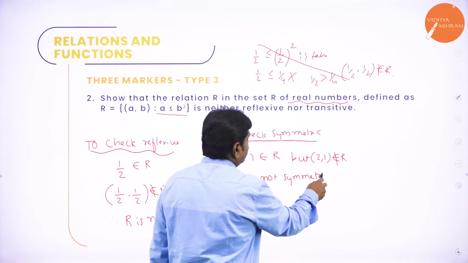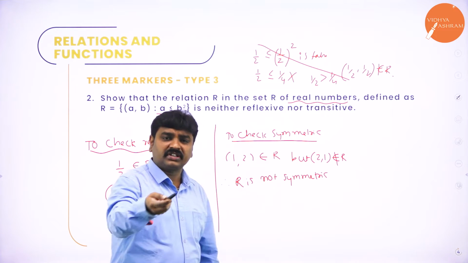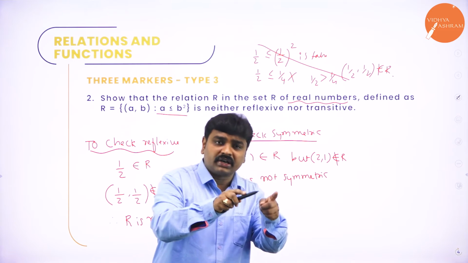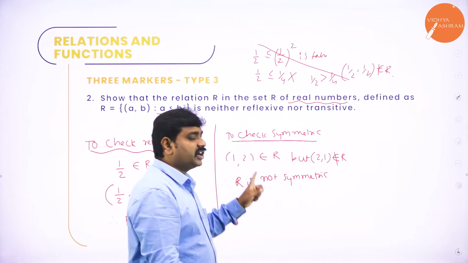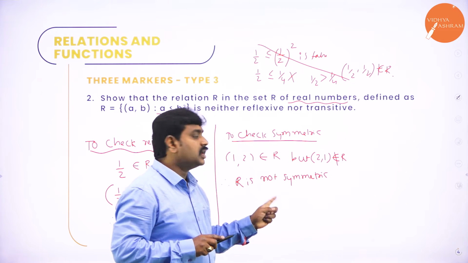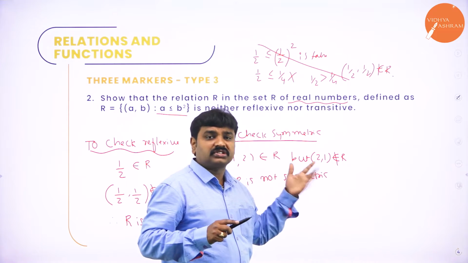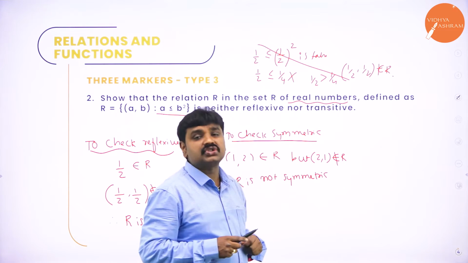Symmetric means what? If (a, b) is present in relation, then (b, a) should be present in relation. Or if the first element is related to the second, then the second should be related to the first. But here 1 is related to 2, because 1 is less than 2 square. But 2 is not related to 1, because 2 is not less than 1 square.